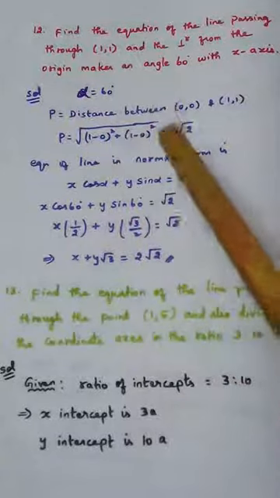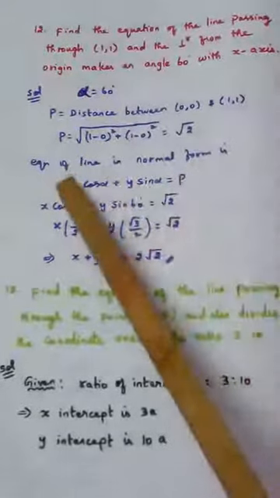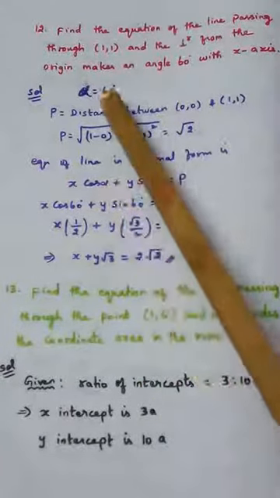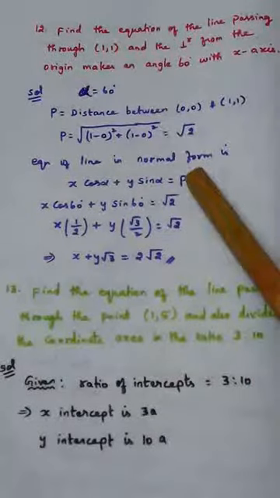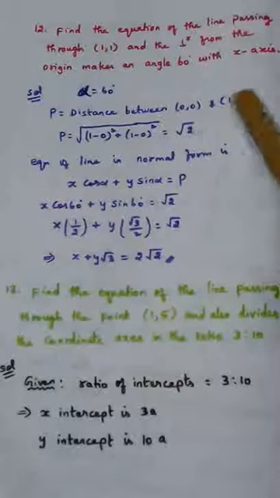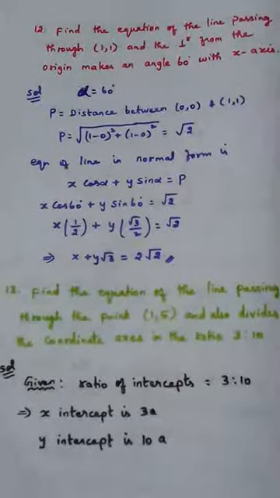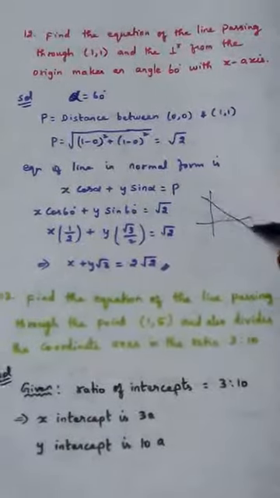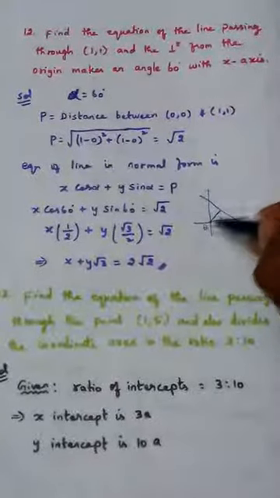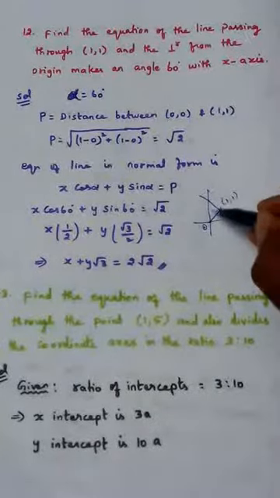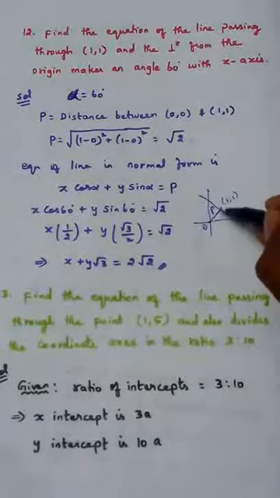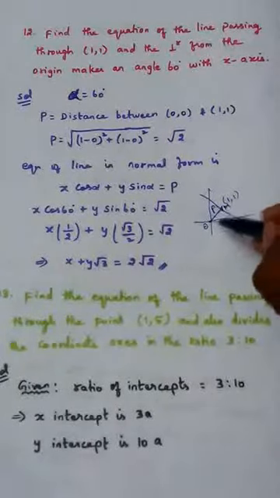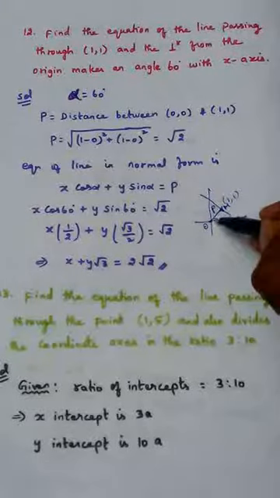In normal form, the equation of the line is x cos alpha plus y sin alpha equal to p, out of which alpha is directly given, p is not given. p is nothing but the distance between the origin and the line. Just imagine this diagram: this is the line, this is the origin, and this is (1, 1). Call the foot of the perpendicular M. So OM is nothing but p, and the distance between (0, 0) and (1, 1) is nothing but p.